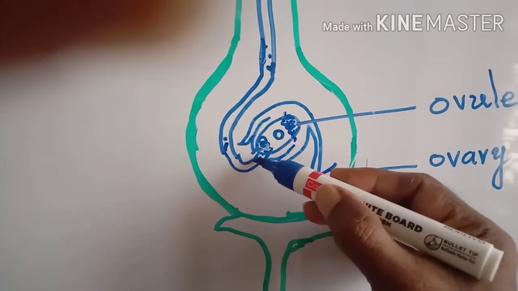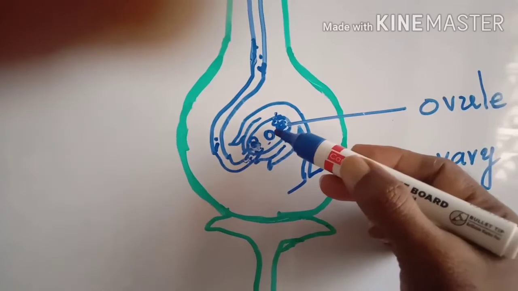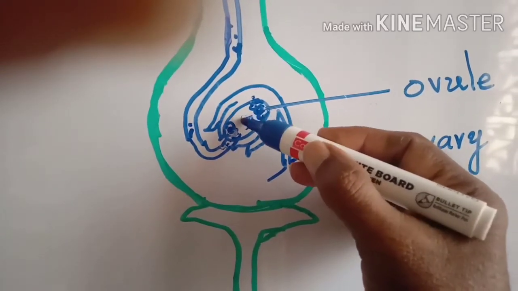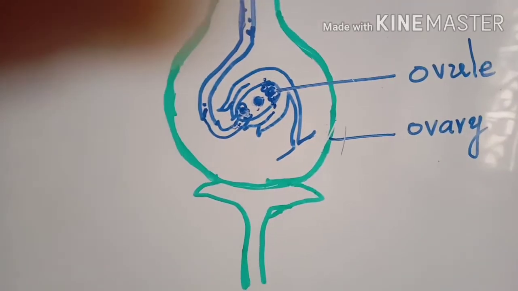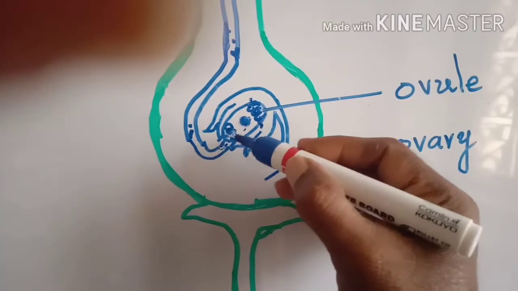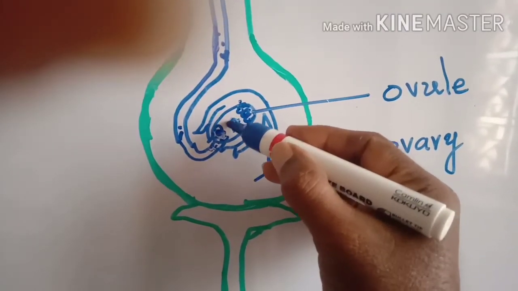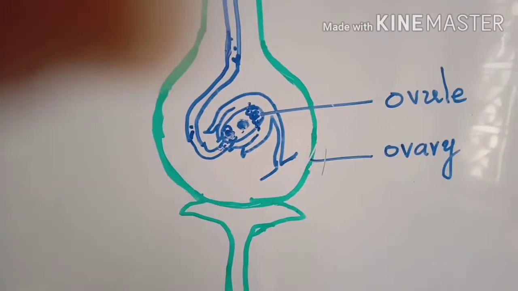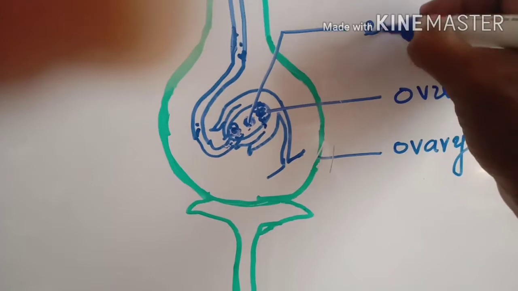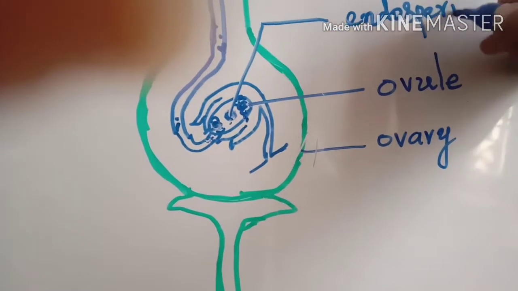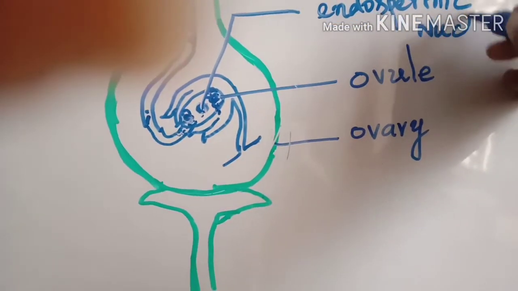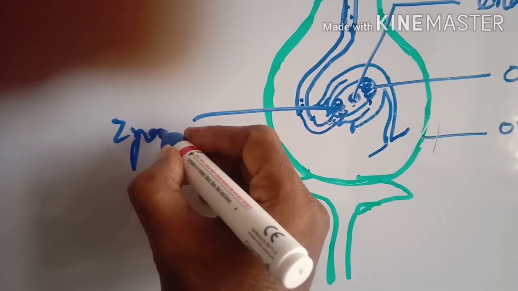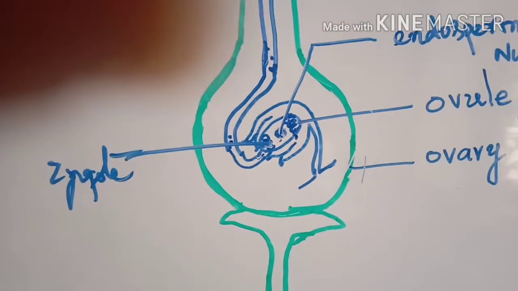Then another male nucleus enters into the ovule. There, in the center, there is a secondary nucleus. The second male nucleus fuses with this secondary nucleus. Whenever it fuses with the secondary nucleus, the endospermic nucleus is formed. This is the endospermic nucleus. This is the zygote. The zygote is formed.